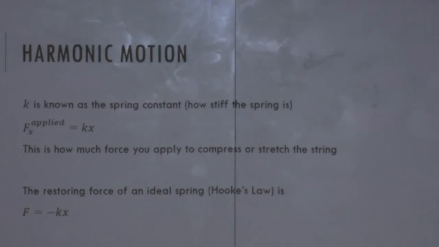All right, let's talk a little bit about harmonic motion before we end. So K is known as the spring constant, which is basically how stiff your spring is. He probably has a very low spring constant, like an industrial grade spring, or like there's springs on your car. I don't remember what they're called, but those probably have a much higher spring constant, right? So your force applied is equal to Kx. So basically, that's how much force you apply to stretch or compress your spring. The restoring force of a spring is Hooke's law, and that's negative Kx. So basically, that's the force that the spring will apply to try and get back to its equilibrium state. It's just going to be equal and opposite to the force that you apply.